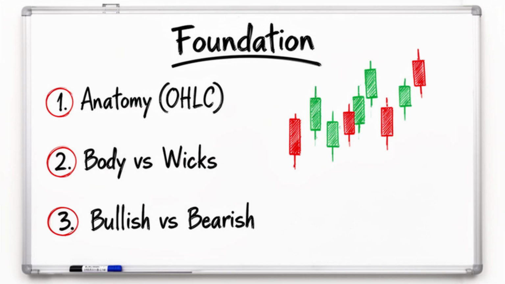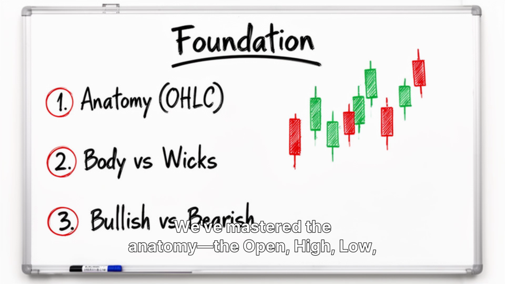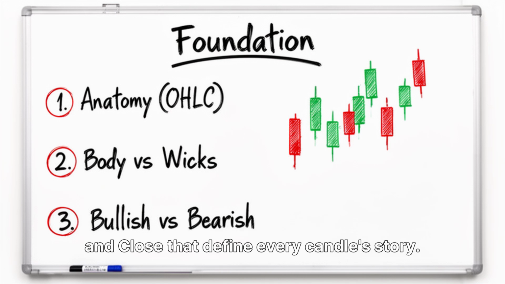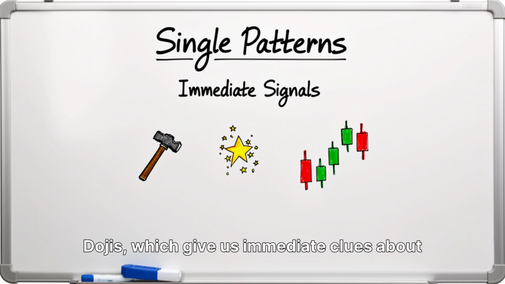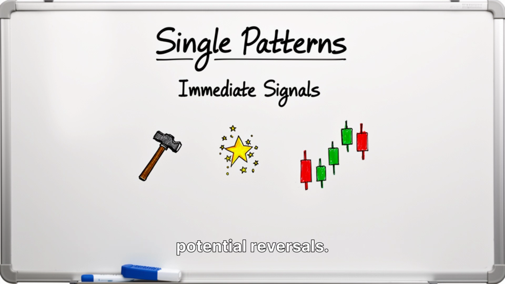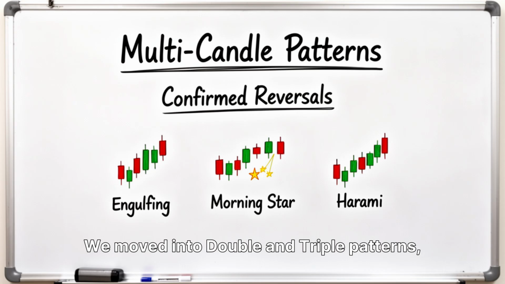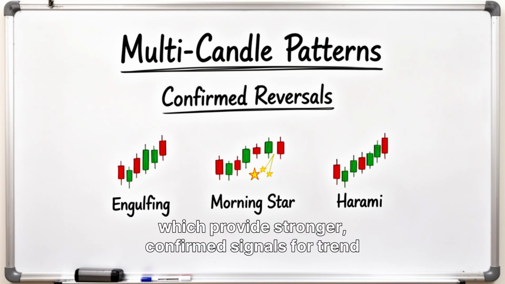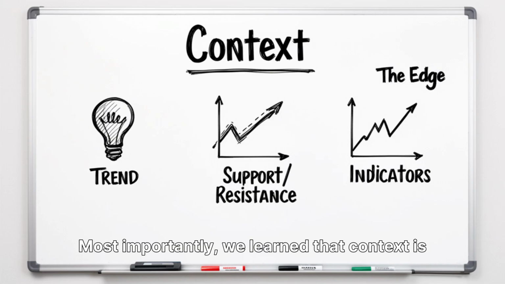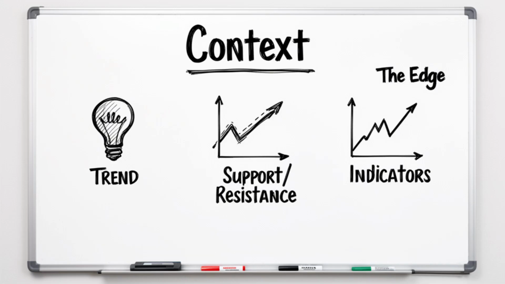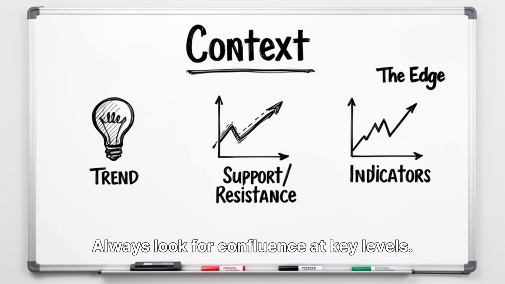Let's summarize. We've mastered the anatomy, the open, high, low, and close that define every candle's story. We explored single patterns like hammers and dojis, which give us immediate clues about potential reversals. We moved into double and triple patterns, which provide stronger, confirmed signals for trend changes. Most importantly, we learned that context is everything. Always look for confluence at key levels.